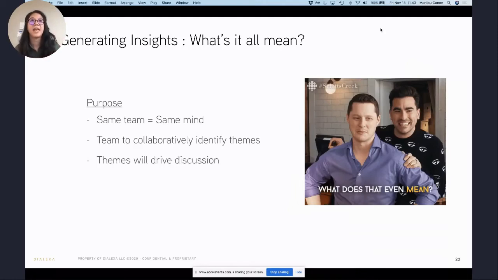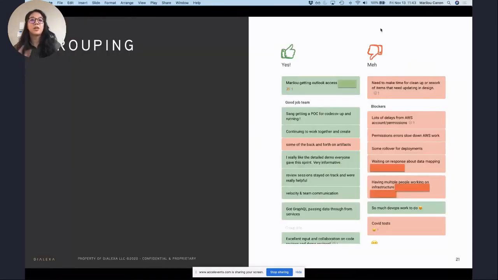So again, it's mitigating the same person talking every single time. And with these themes that we identify together, we start driving more fruitful and productive conversations that are more organized. So this is where you start generating insights. This is 10 minutes. So, grouping.